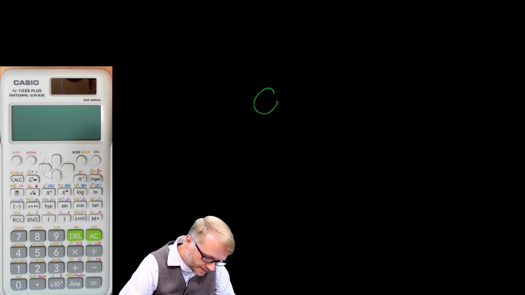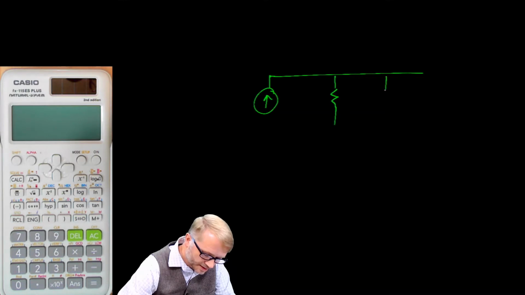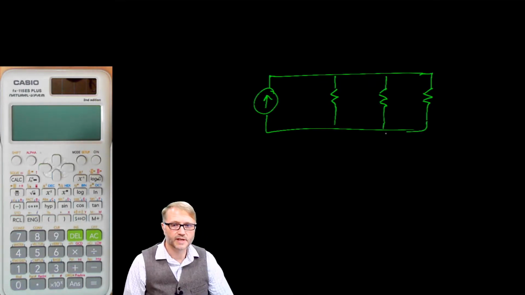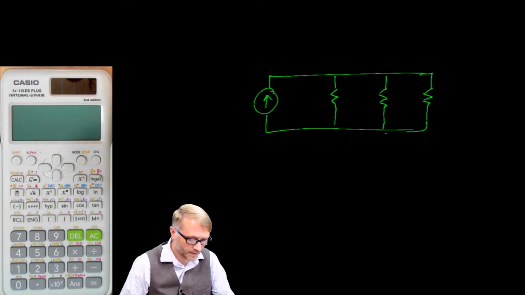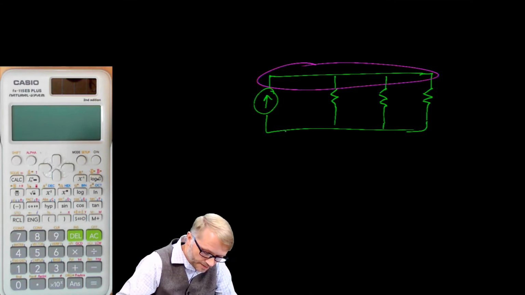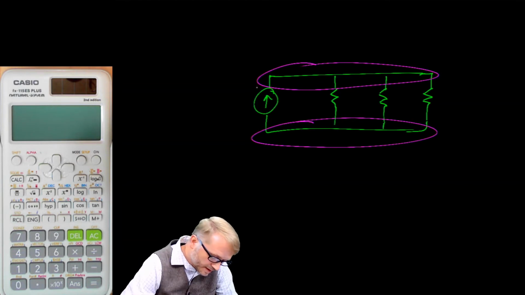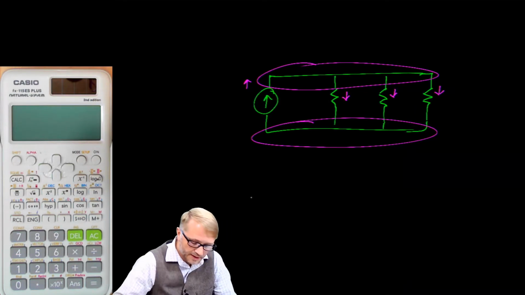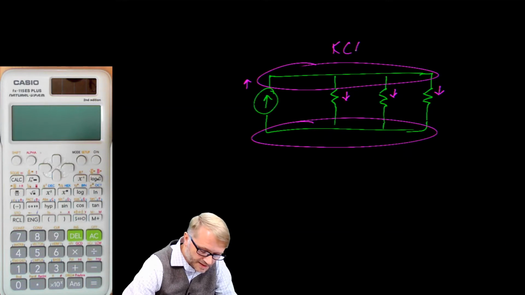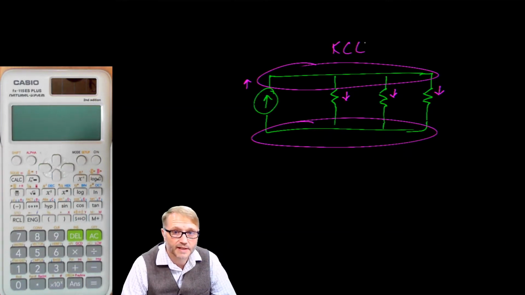Here's another circuit. It has a constant current source and resistor 1, resistor 2, resistor 3. How many nodes do you see? Well, there's only 2. There's a node there, and there's a node there. In this top node, we have a current going in, a current going out, a current going out, and a current going out. Again, KCL tells us that the summation of the currents on that node is equal to 0.